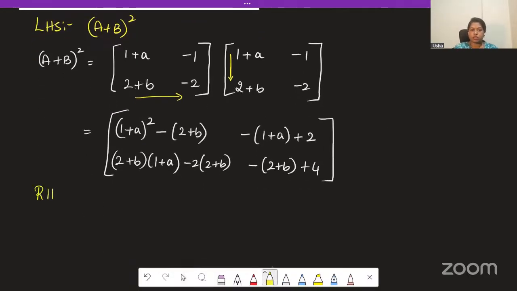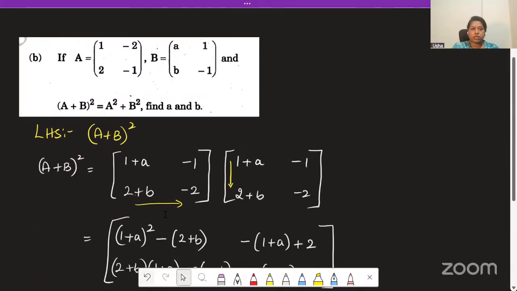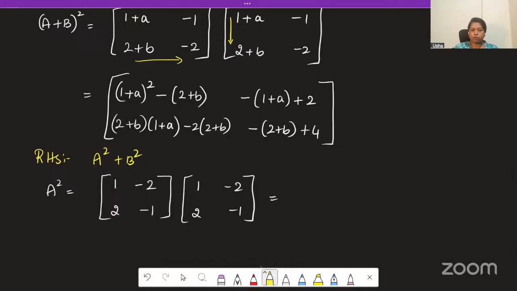So RHS is a square plus b square. So first we will find a square. A square is a into a. What is a? 1 minus 2, 2 minus 1. This is a. We will write this again. 1 minus 2, 2 minus 1. Now we will multiply. Again, same rule.